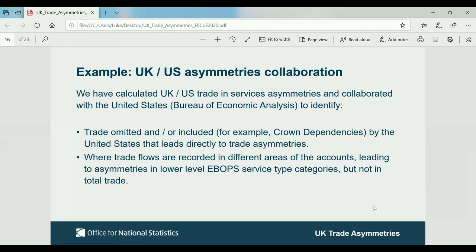And we also have learned a little more about where trade flows have been recorded in different areas of the account, so different service types. Now this leads to asymmetries in the lower level EBOPS service type categories, but not in total trade. However, this still has a useful function. It helps us obviously to understand more about the lower level data, and this can be useful in the context that the UK is currently in terms of trade negotiations, for example.